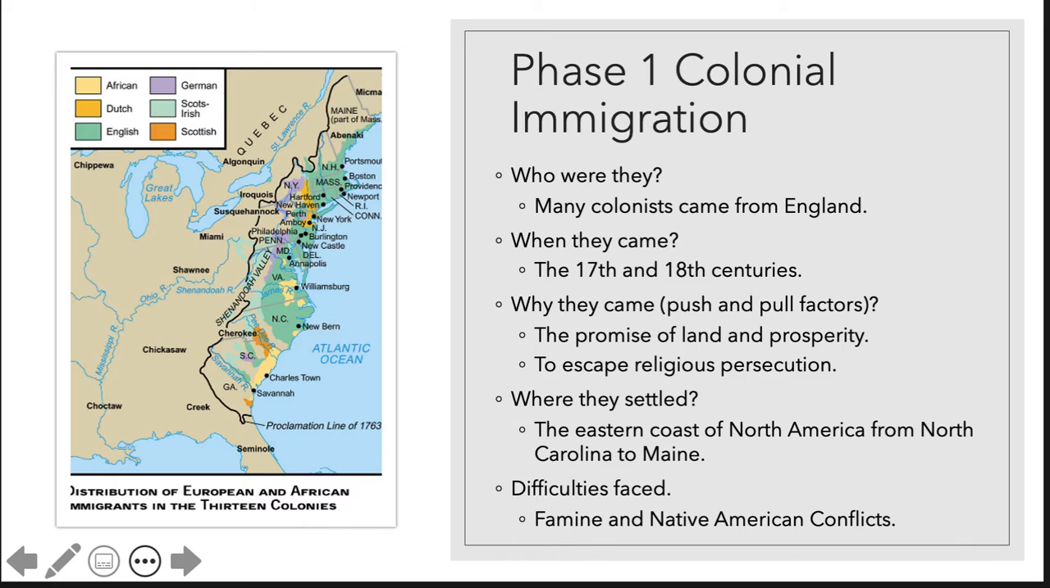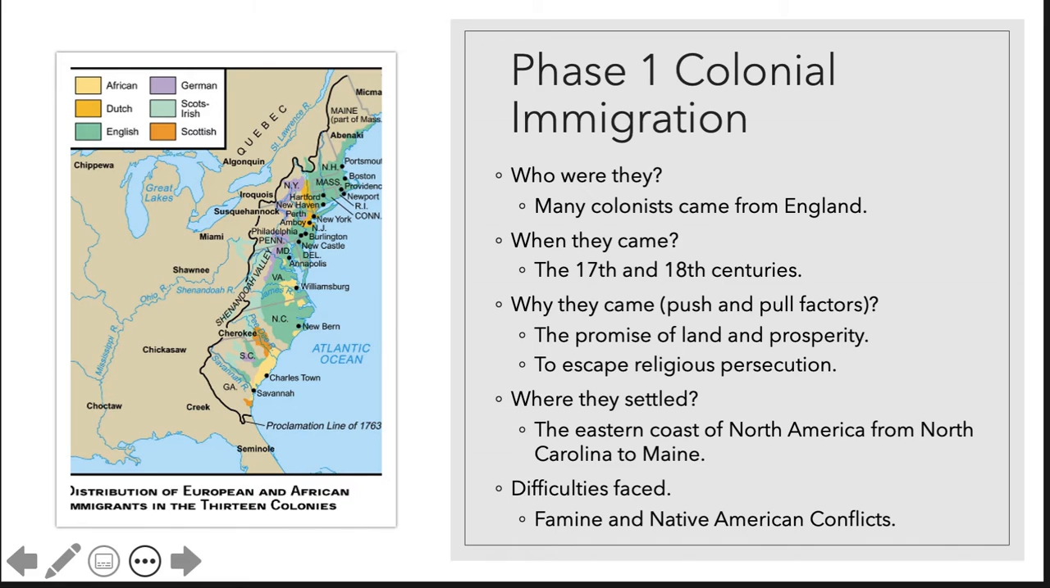Now, in US history, or not even US history, in all of history, when we look at a century, when we say 17th century, we're talking about the 1600s. When we say 18th century, we're talking about the 1700s. It is always minus 1, add the 2 zeros. That's how we do the centuries. So they're coming in the 1600s and 1700s, or the 17th and 18th centuries.